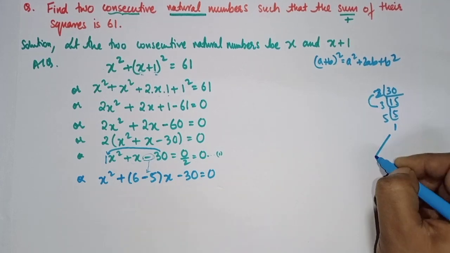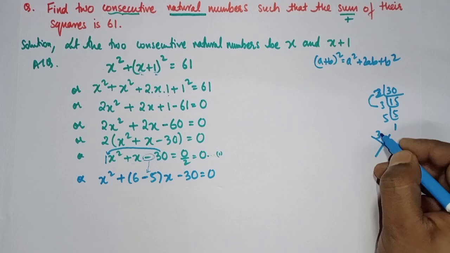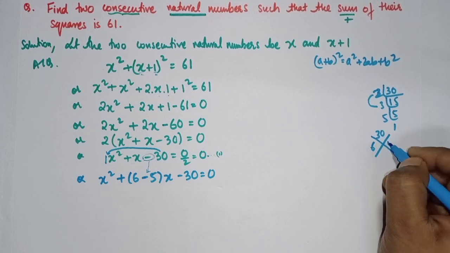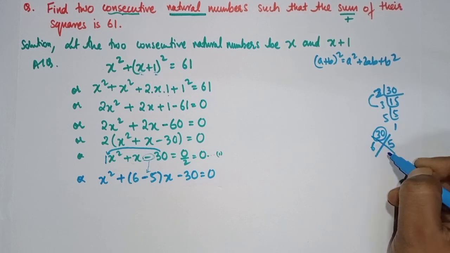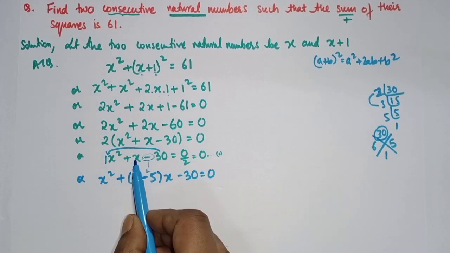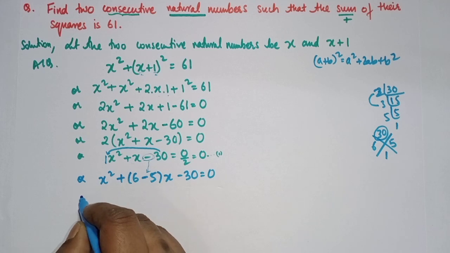So you can write like this also. You can do like this, cross 30. Suppose this is your 6, this is your 5. See, 6 5s are 30. So I am getting this 6 minus 5, 1, because I have to get both 1 also, 30 also. Now you can open the bracket.